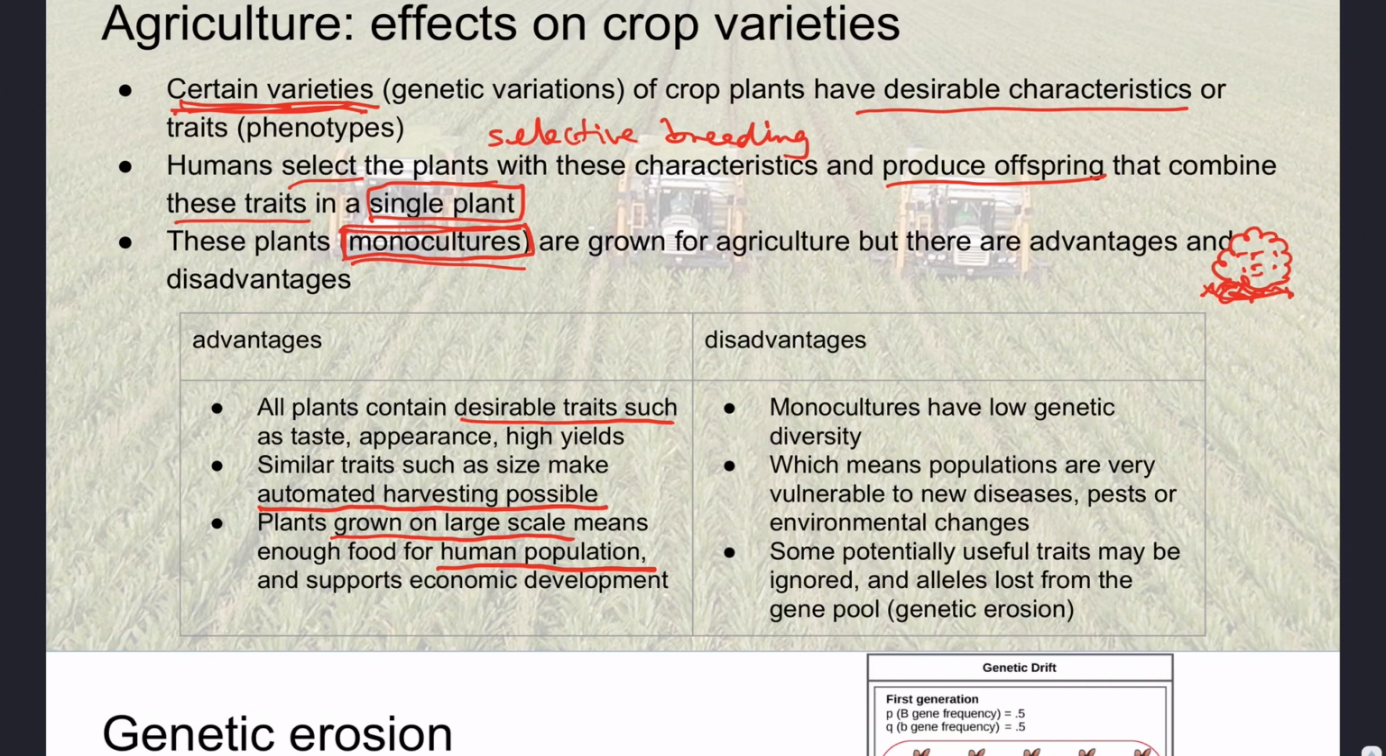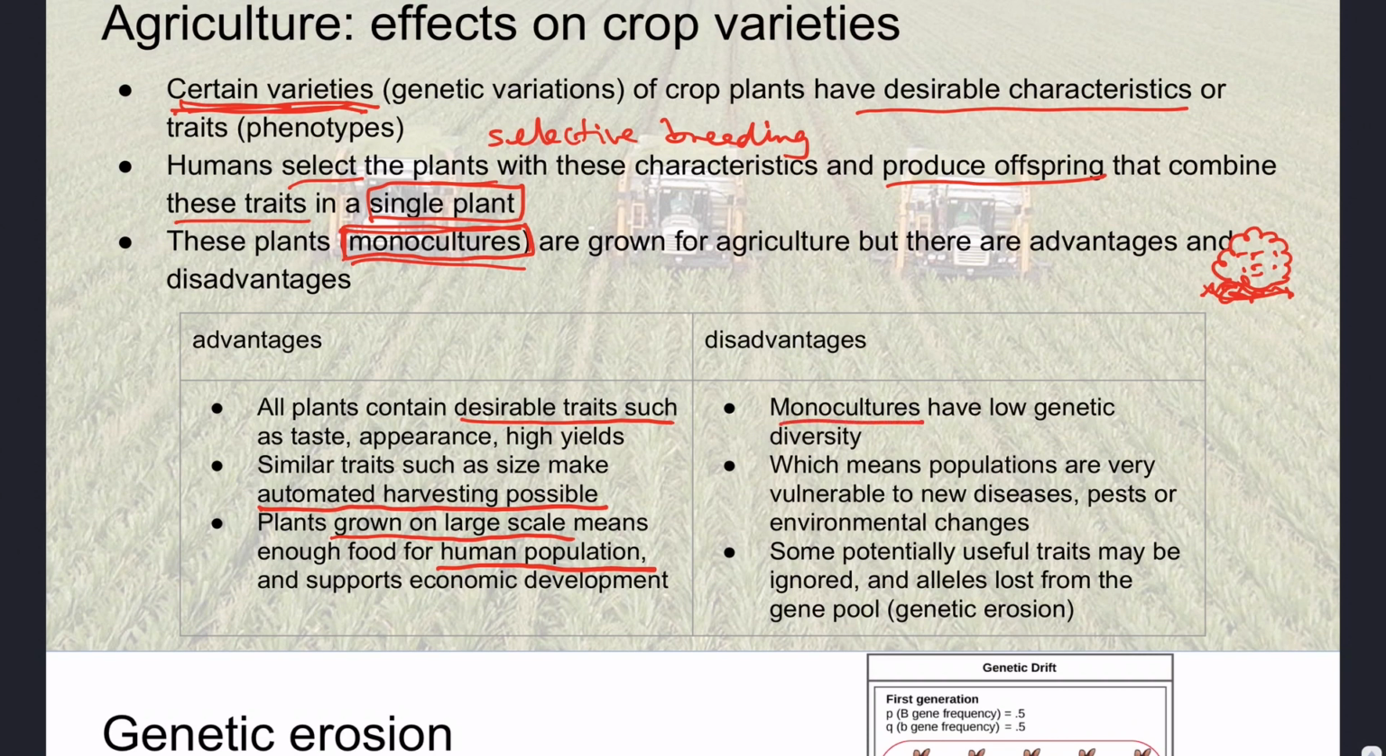Okay? And on some level that's good for us. It's based on our desires ultimately, okay? But it is not good for that species in general, because that species is losing varieties. Let's talk more about that.